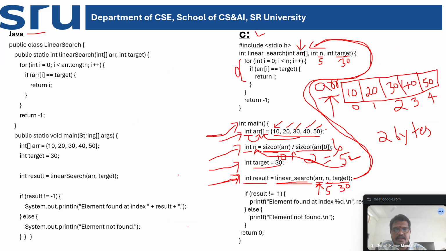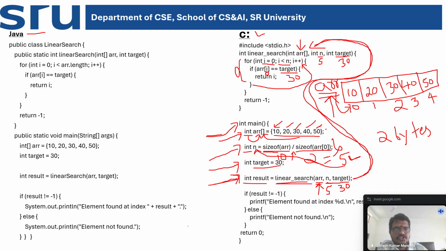So here also we are declaring the same for loop. Int i = 0, the i value is initialized with 0. i less than n: what is the n value? 5. 0 less than 5, the condition is true. ARR of i, what is the i value here? 0. ARR of 0, what is the value we are having? 10. Is 10 equal to the target? What is the target value we are having? 30. Is 10 equal to 30? No, the condition is false. Then it jumps to the i++.